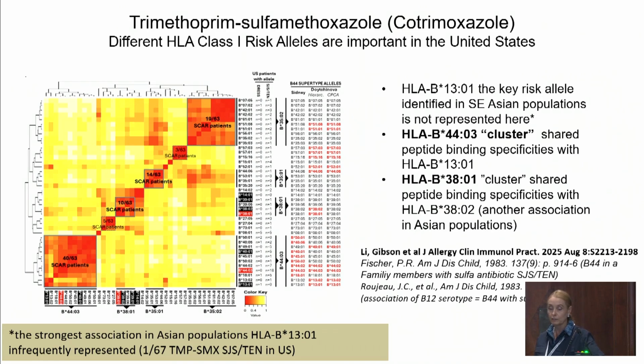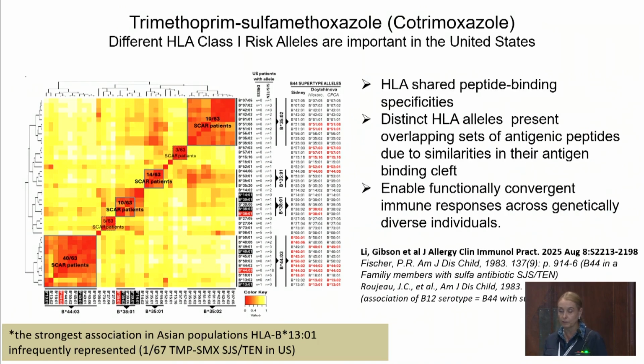And we also didn't find the second risk allele, but we found B3801, which also shares peptide binding specificities. So we think what's going on here as part of this evolutionary context and story is that HLA has shared peptide binding specificities. We have 28,000 HLA class 1 alleles, and for efficiency purposes, they're overlapping in terms of the peptides that they present.